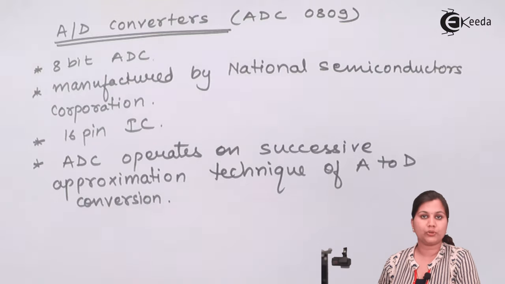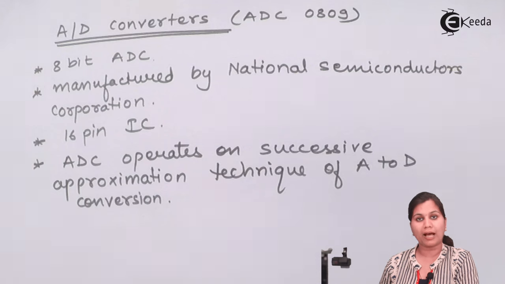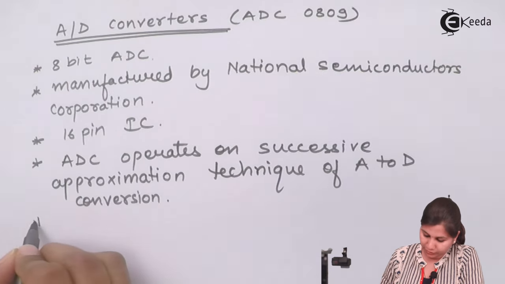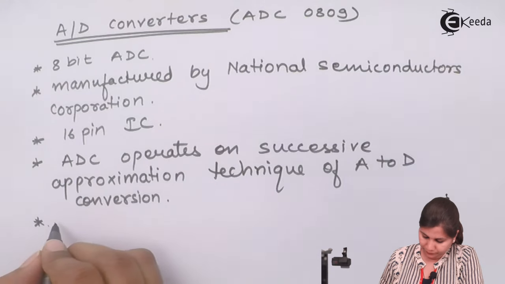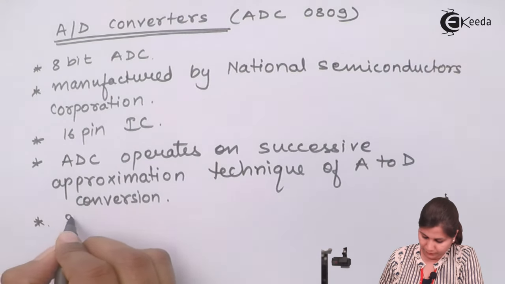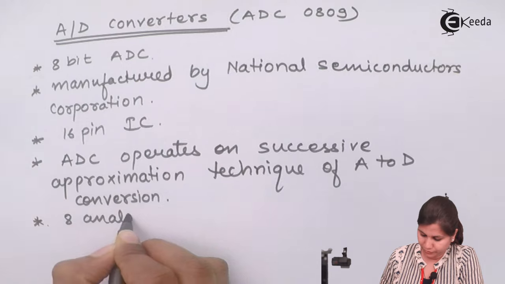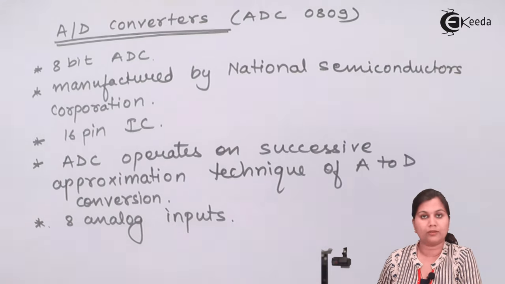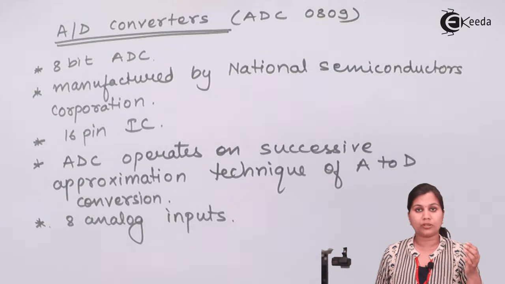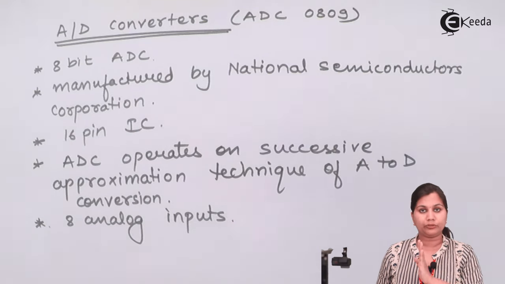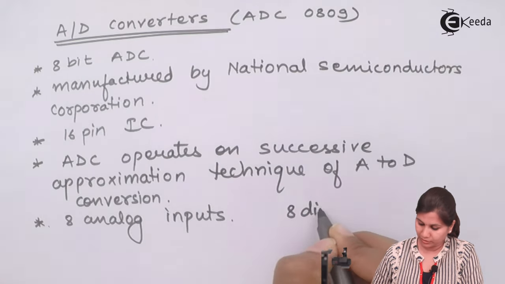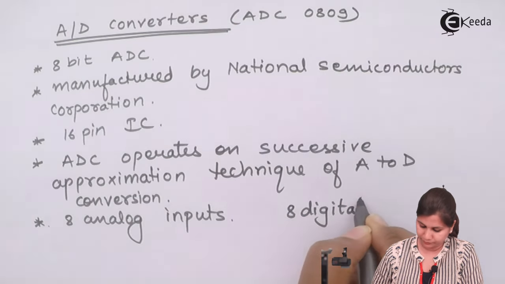So it is going to use the method of successive approximation for the conversion of analog signal to digital signal. Here we will have the 8 analog inputs. Now to convert the analog input into the digital signal, we will have the 8 digital outputs also.